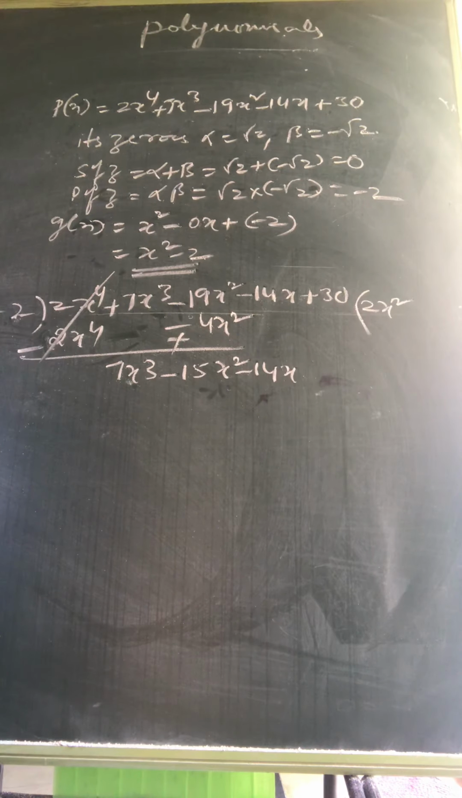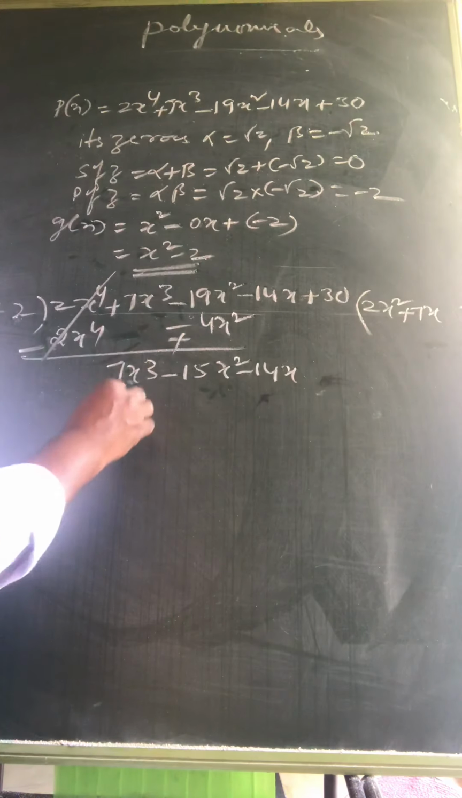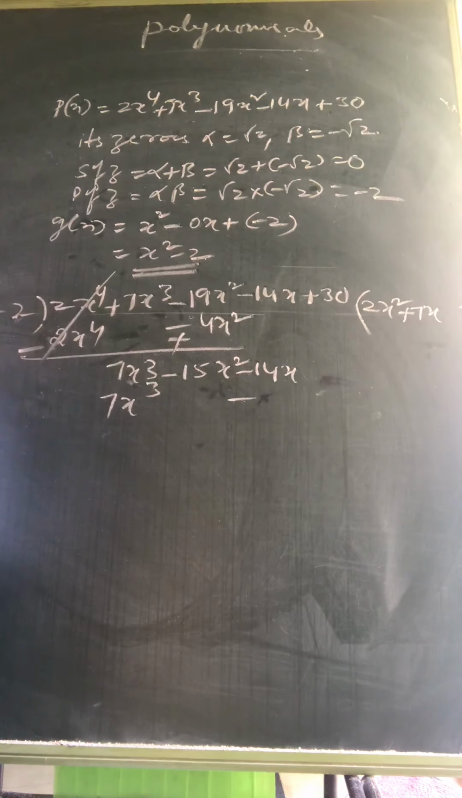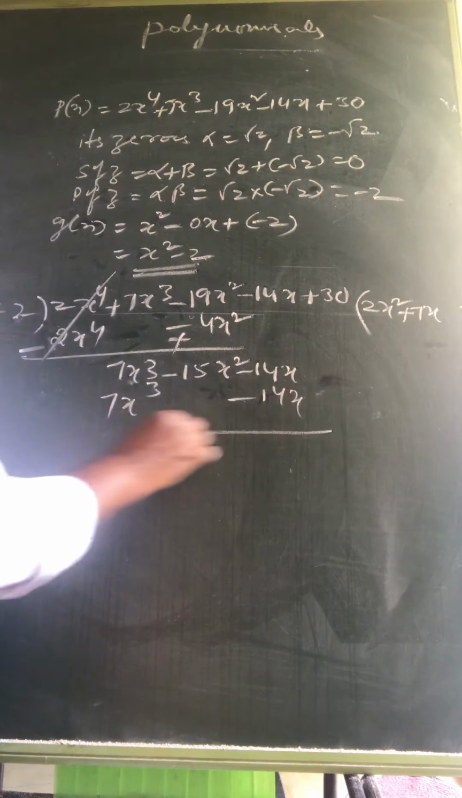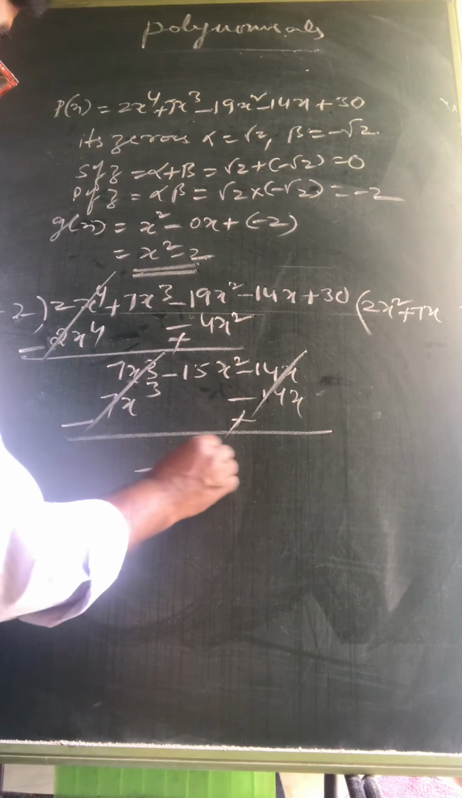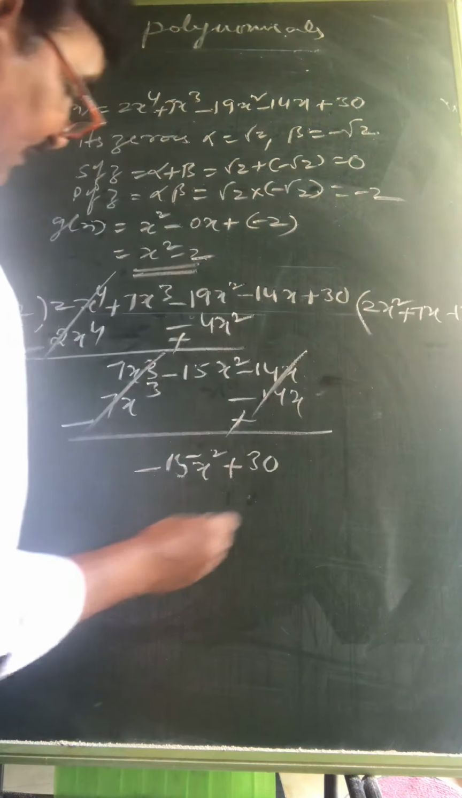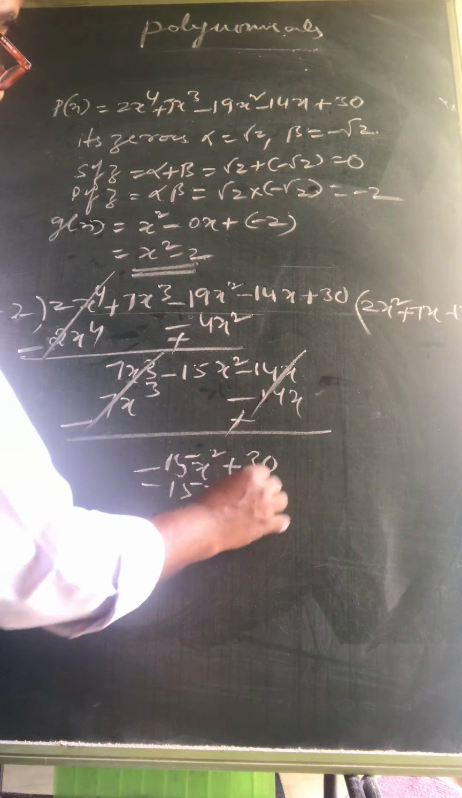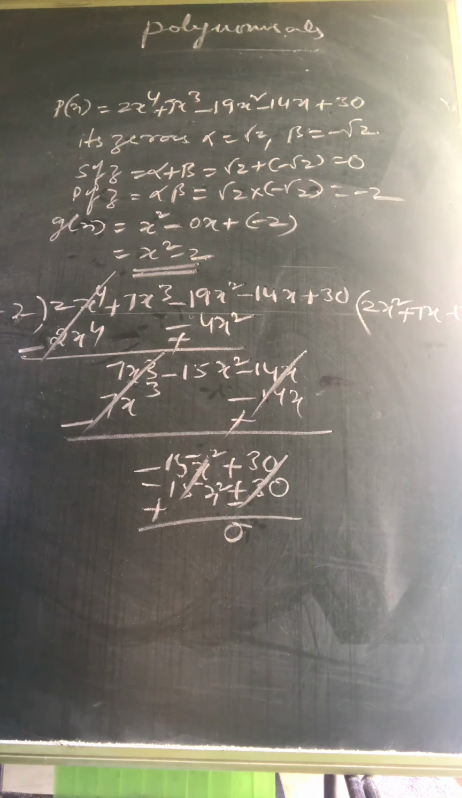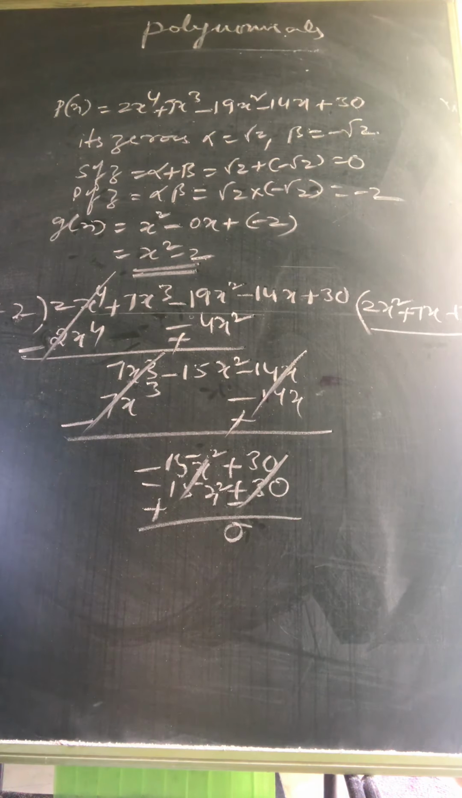Here the 7x cube is there, here x square is there. How many times will it go? 7x, that is plus 7x. 7x cube minus 7x into 2, minus 14x, minus plus cancels. What is left over here? Minus 15x square plus 30, and minus 15 times gives minus 15x square plus 30, plus minus cancels to 0. That means you got it. The quotient is the quadratic polynomial 2x square plus 7x minus 15.